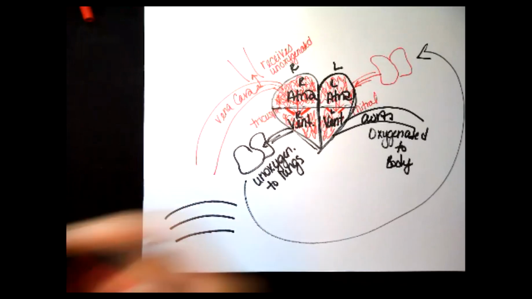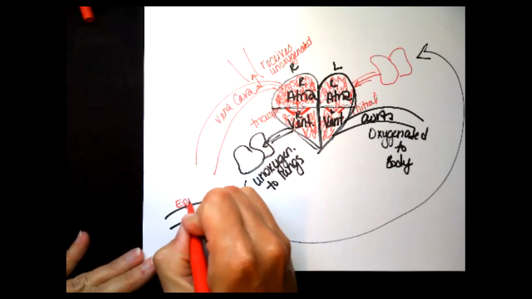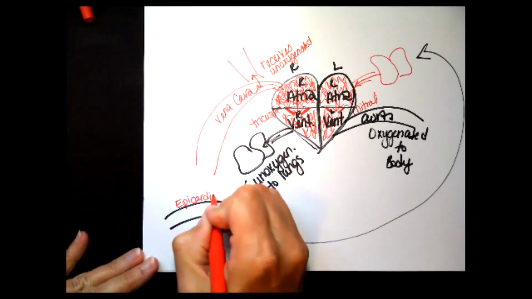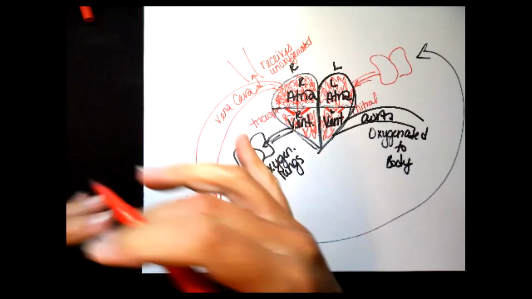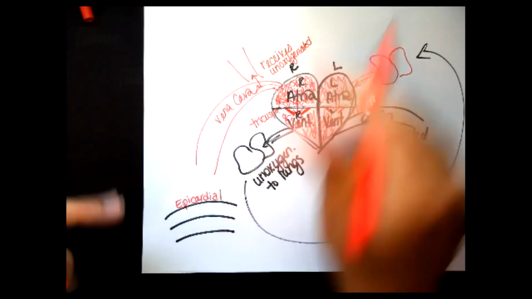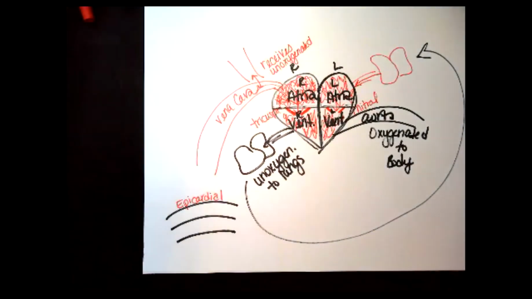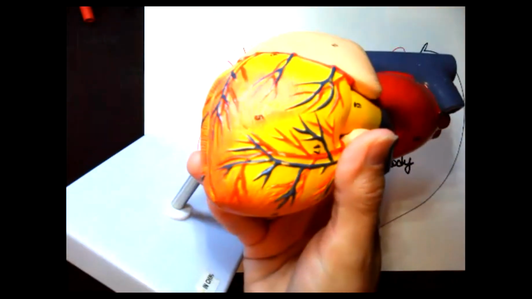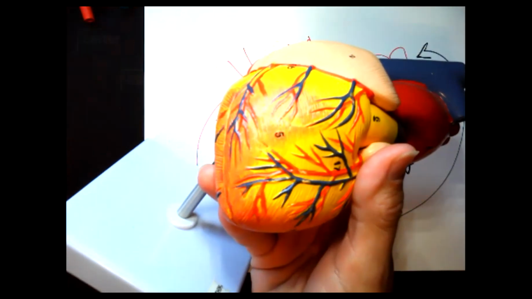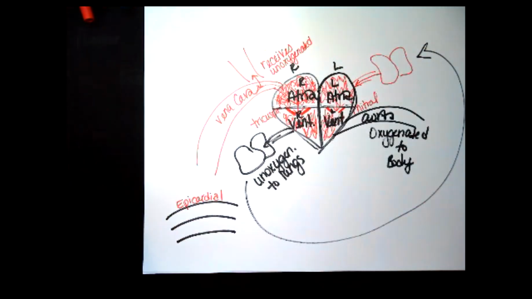Okay, there is an epicardial layer, which is the outside. And so that's like the encasement of the heart. If you're looking at the heart, see, I've got this little heart right here. So all of this heart is wrapped in the epicardial layer. Okay, it's fibrous and it keeps the heart together.